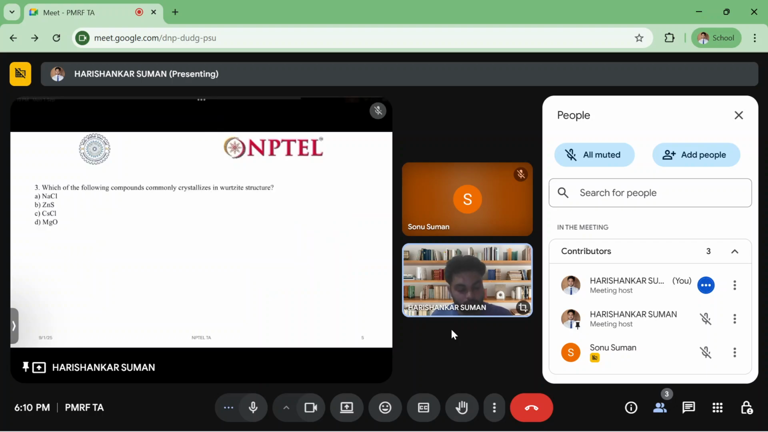Next question. Which of the following compounds commonly utilizes the wurtzite structure? NaCl, ZnS, CaCl, or MgO? Commonly. So the answer will be ZnS, zinc sulfide.